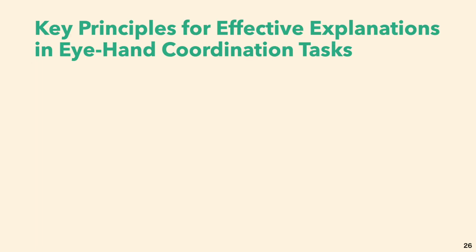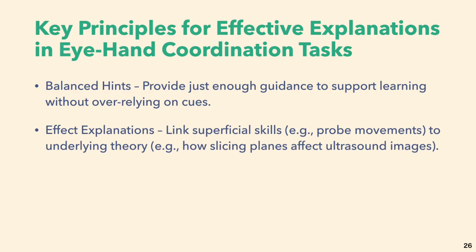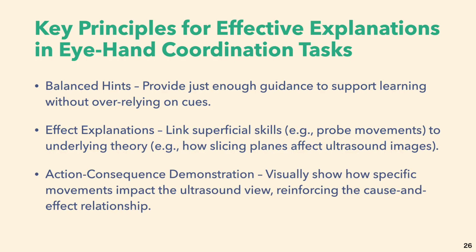The main takeaway of this work is the principles for effective explanations in eye-hand coordination tasks. Effective hints require a balance, providing enough guidance to aid learning without fostering dependency. The explanations should also connect the superficial skills like probe movements to the underlying ultrasound imaging principles, helping trainees understand heart anatomy and 3D mental visualization. Additionally, we need to provide visual feedback to reinforce the relations between cause-action and the effect, showing how specific probe adjustments produce the corresponding ultrasound view.